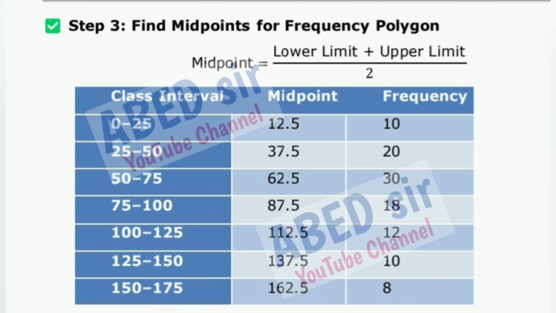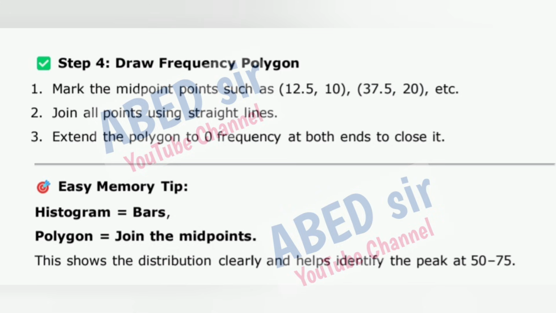Midpoint is equal to lower limit plus upper limit divided by 2. Class interval, midpoint, frequency: 0 to 25, 12.5, 10. 25 to 50, 37.5, 20. 50 to 75, 62.5, 30. 75 to 100, 87.5, 18. 100 to 125, 112.5, 12. 125 to 150, 137.5, 10. 150 to 175, 162.5, 8.